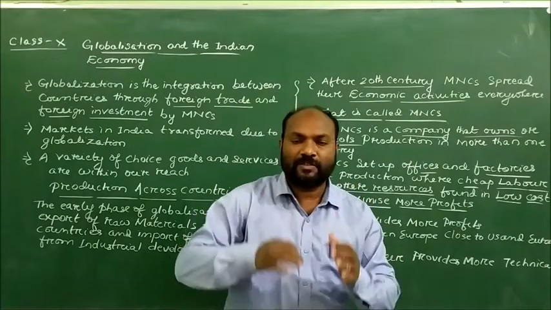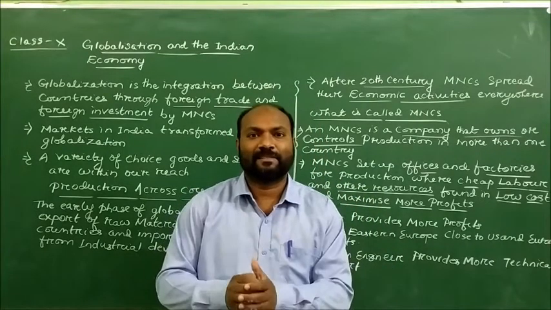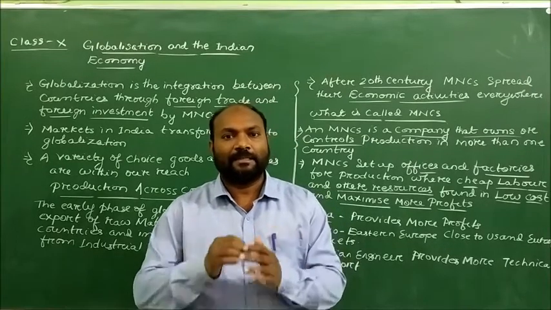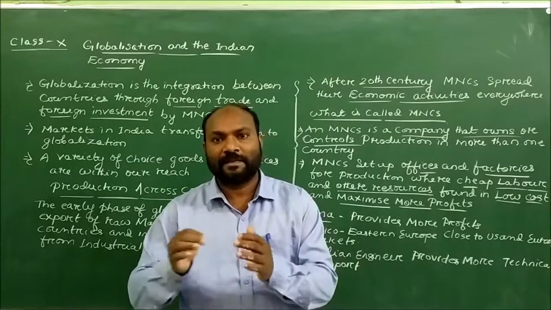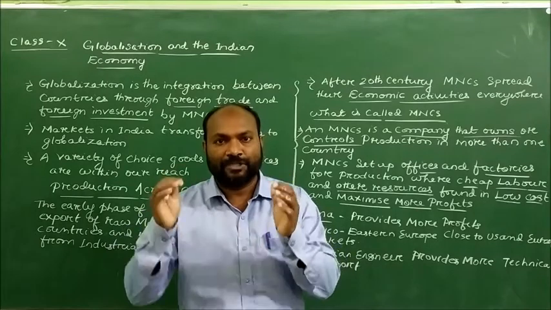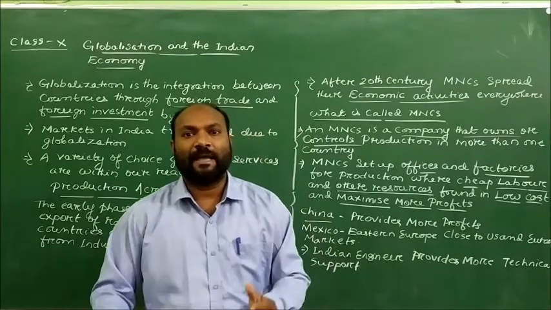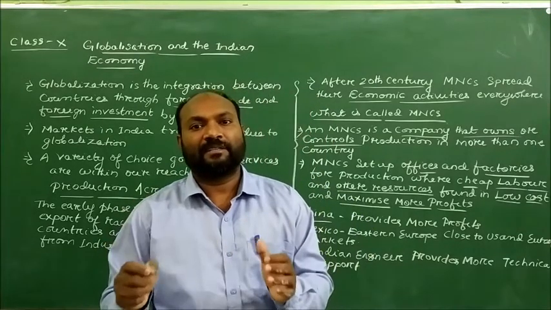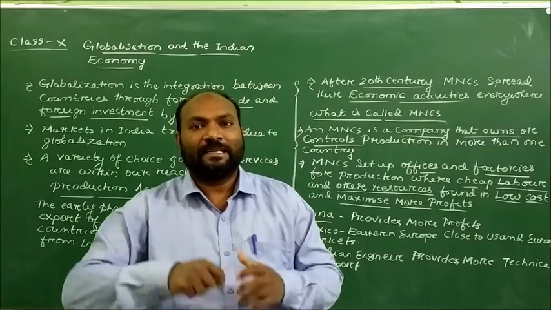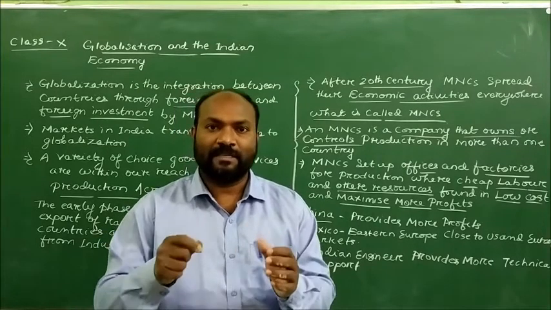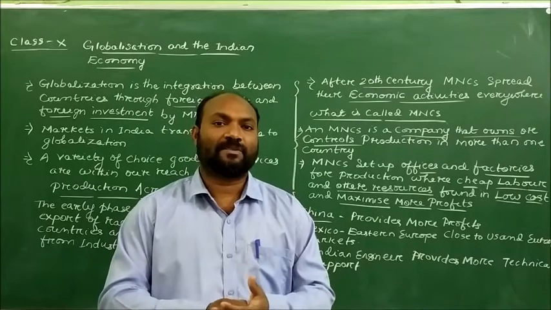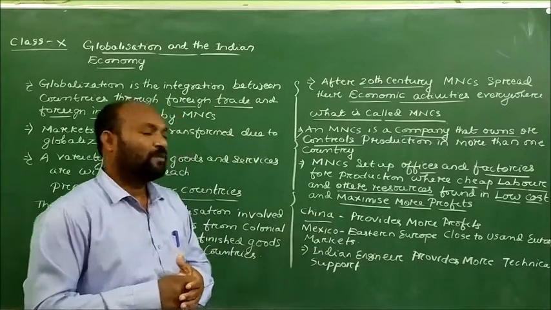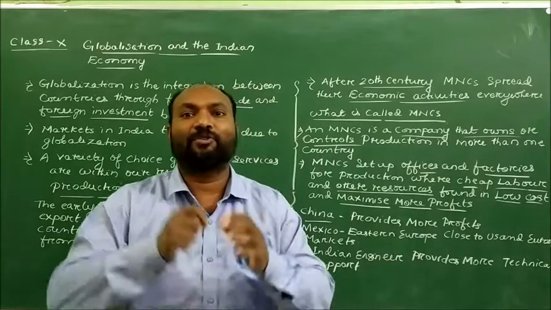So dear students, we understood that the MNCs move into those locations where cheap labor and resources are available at a very cheap rate, and make more profits. My dear children, China is the industrial hub, the manufacturing center where we see manufacturing of different kinds of products, and we also see Mexico and Eastern Europe, which are very close to US markets and European markets.